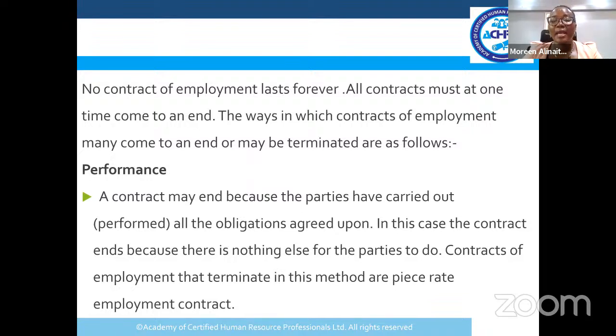A contract may end because the parties have carried out or have performed all the obligations agreed upon. For example, if I give you a contract to construct maybe a house or a complex for me, once you finish that construction, even if it takes you 5 years, because I may be constructing at a very slow pace and I need an employee and I'm paying them per month, it is over. So people must go their separate ways. In this case, the contract ends because there is nothing else for the parties to do.